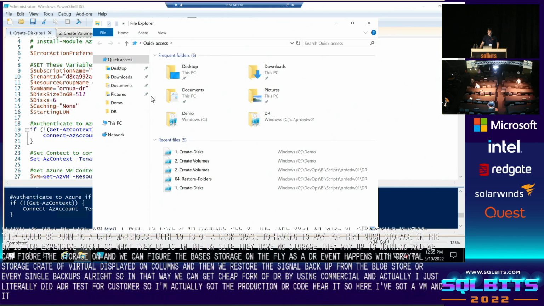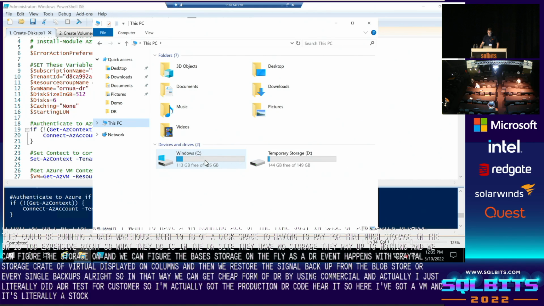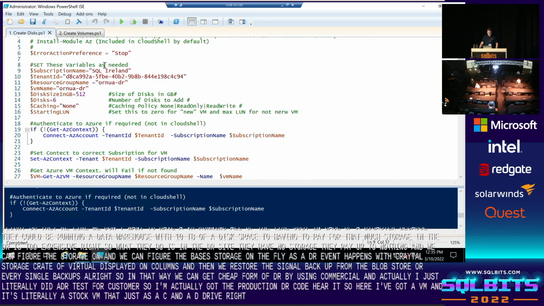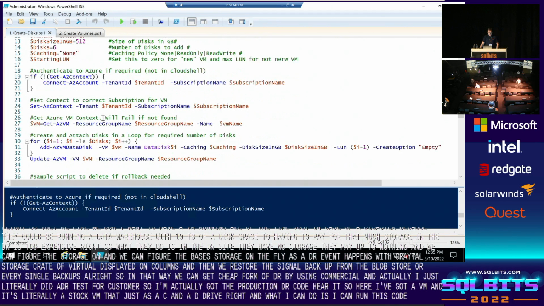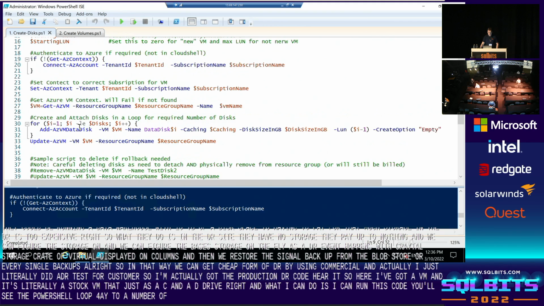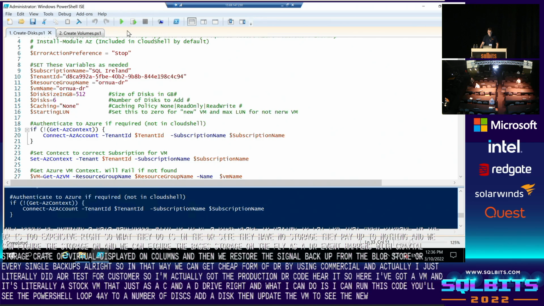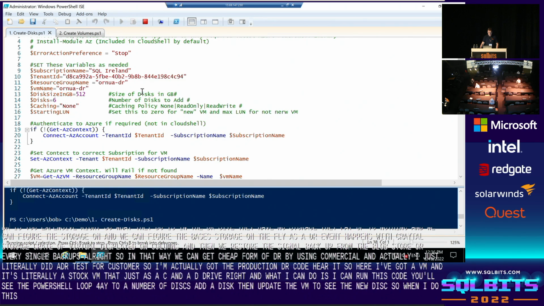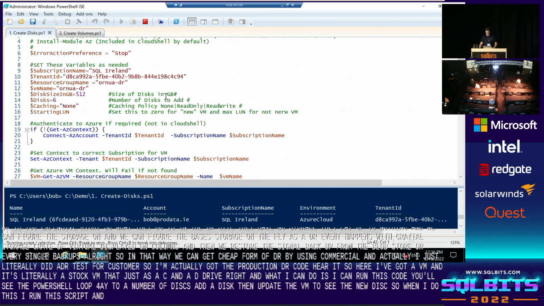And it's literally a stock VM that just has a C and a D drive, right? And what I can do is I can run this code. You'll see there's a PowerShell loop for I to a number of disks, add a disk, and then update the VM to see the new disk. So when I run this script, what I get now is a load of disks added.